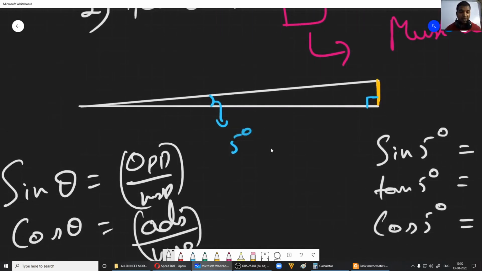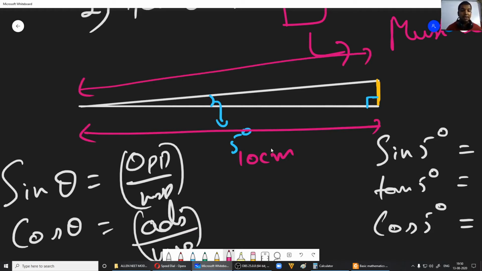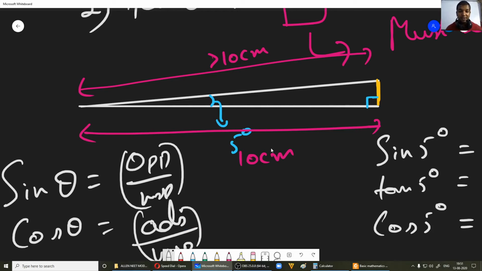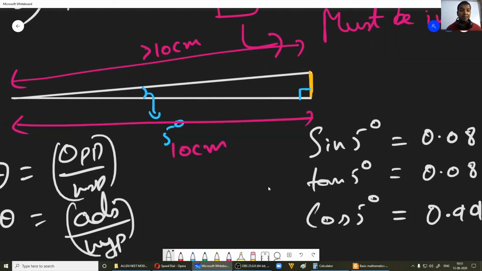Now take a scale, draw two lines. You can take the length to be, say, 10 centimeter, 5 centimeter, 20 centimeter, whatever you feel like. Let this be 10 centimeter. Since it is a right angle triangle, if this is 10 centimeter, the hypotenuse will be slightly greater than 10 centimeter. Now these two lengths you can actually approximate. What I want you to do is just approximately take both the lengths as 10 centimeter.